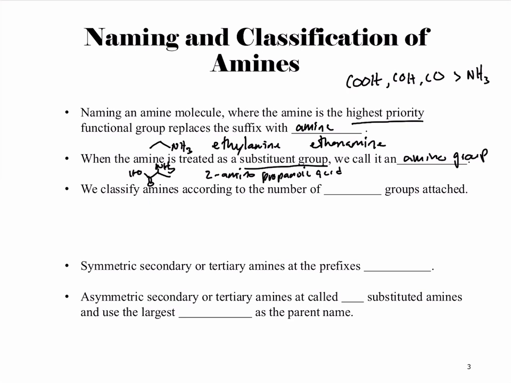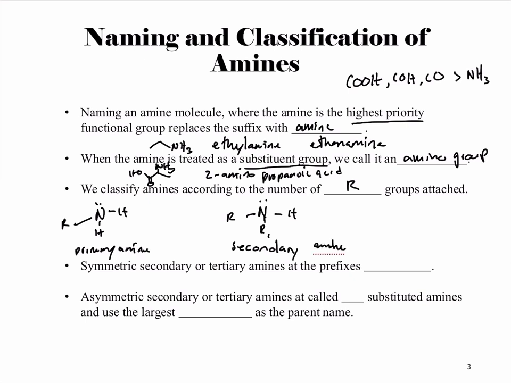We can classify amines according to the number of R groups that are attached. So if we have one R group, that'll be a primary amine. If we have two R groups, that'll be a secondary amine. And if we have three R groups, that'll be a tertiary amine. So really it's just the number of alkyl groups that are bonded.